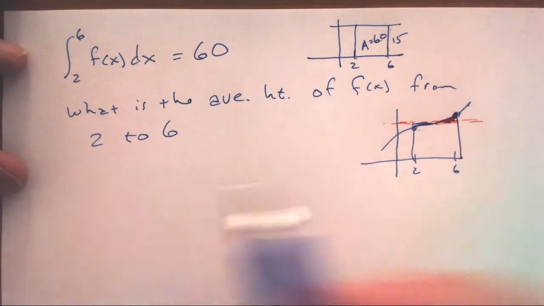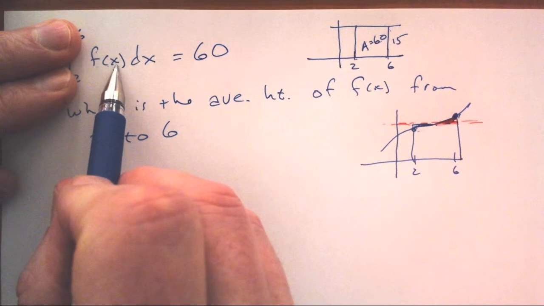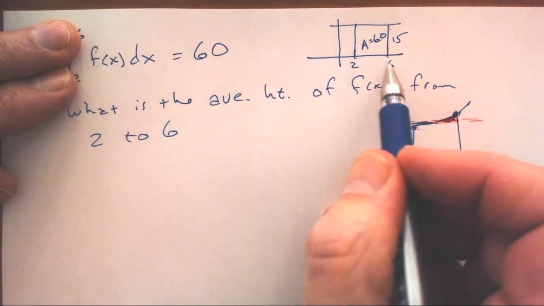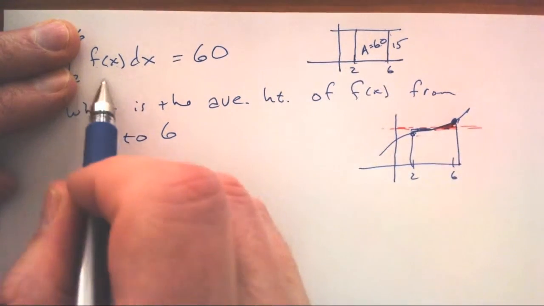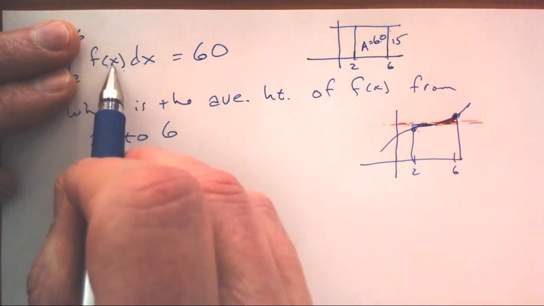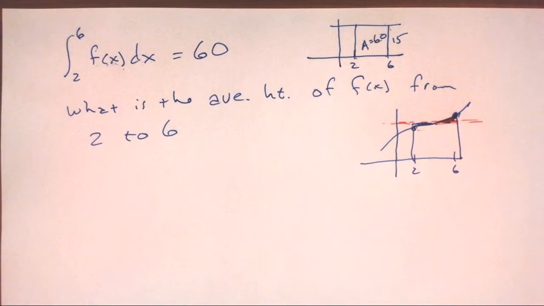Well, think about it for a second. What are we doing here? We're finding all the heights times all of our little partition widths, multiplying them together. If I divide by 4, 6 minus 2, I've just divided away all of my partitions, and all I'm left with is all of our heights. So our heights would average out to be 15.